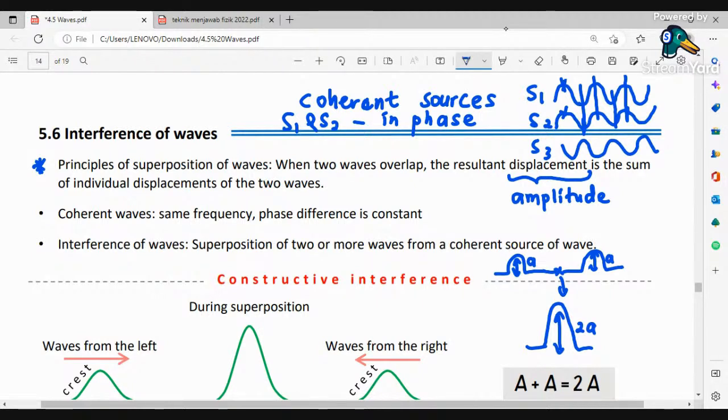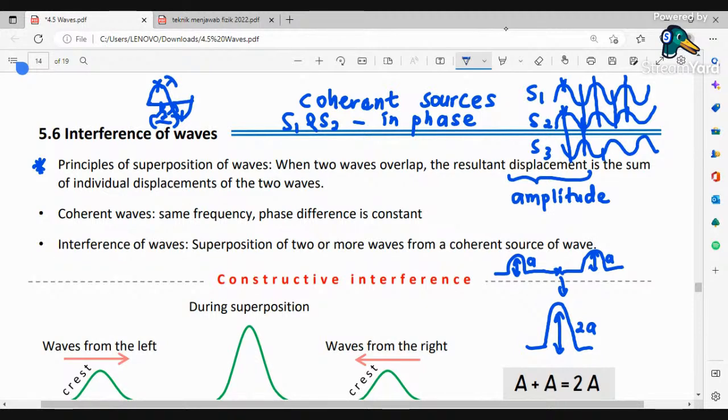Okay, but you check S2 and S3, let's say at this point, crest, trough. At this point, trough, crest. At this point, crest, trough. Means the difference is crest and trough. What is the difference, crest and trough? This one is one complete wave. The distance for one complete wave is lambda. If you measure between crest and trough, that one will be half lambda. So the difference is half lambda. So we check S2 and S3, the difference is always half lambda.